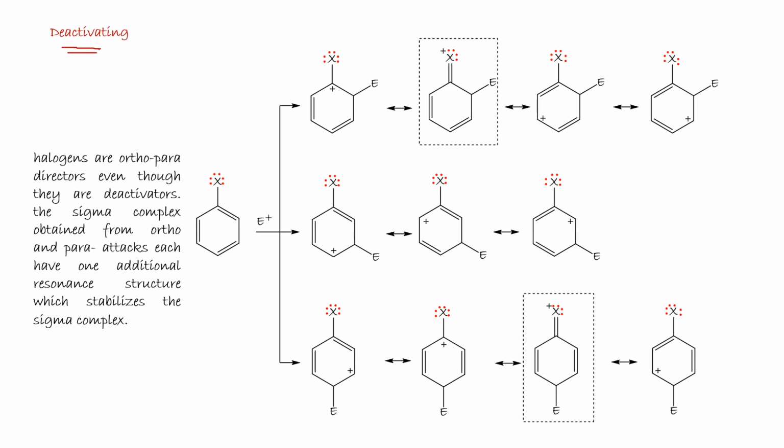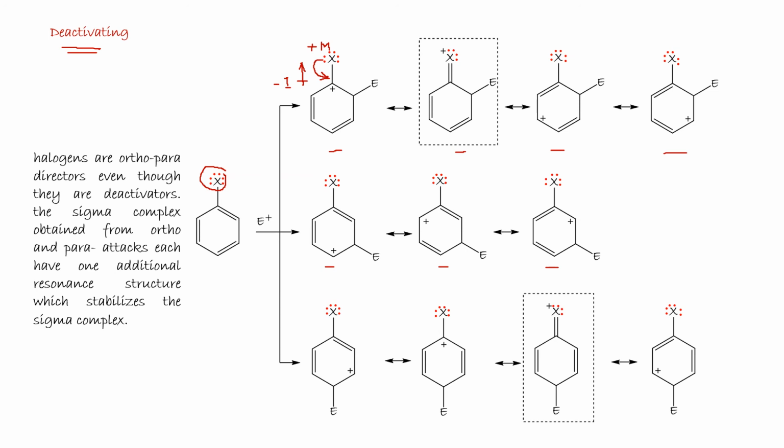Deactivating ortho and para: the halogen. The halogen has an electron withdrawing negative inductive effect, but it has a positive mesomeric effect. They are opposing each other. The mesomeric effect makes 4 resonance structures for the ortho and para, while only 3 resonance structures in the meta intermediate.